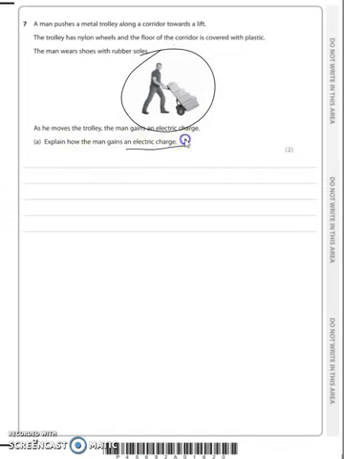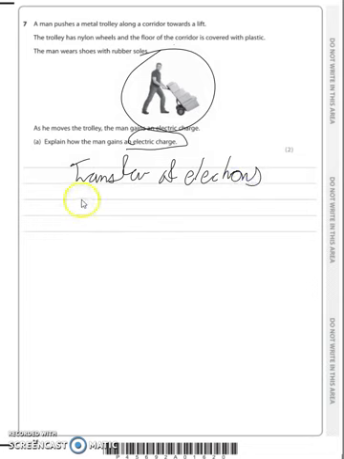So, in order to get an electric charge building up, you've got to transfer electrons. So we've got to mention something about electrons moving. And why would they be moving? It's because of friction. And you can say where that friction is coming from. So you could say it's between the floor and the shoes. You would have said something about electrons moving, and then the idea of rubbing between two surfaces.